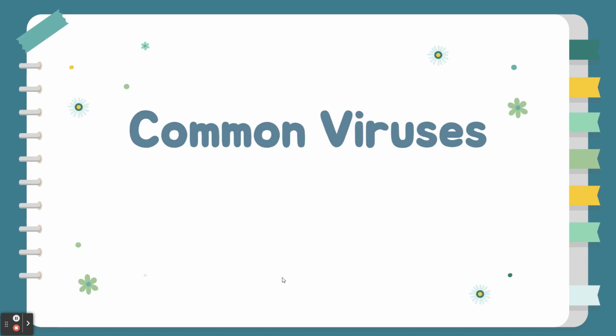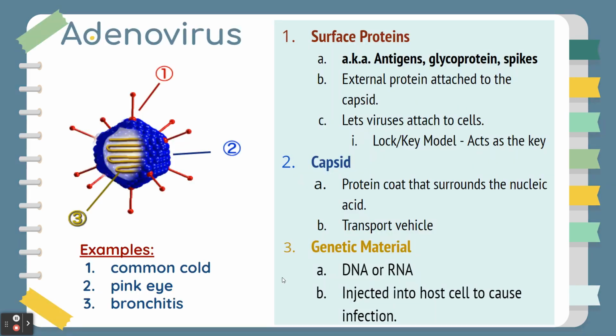I encourage you to draw and label each of these common viruses as we go along, as well as write down the function of each structure we discuss. Our first virus is adenovirus. Adenovirus is important because it causes several common illnesses, such as respiratory infections, conjunctivitis, also known as pink eye, and gastrointestinal issues. It's significant due to its ability to affect both humans and animals.